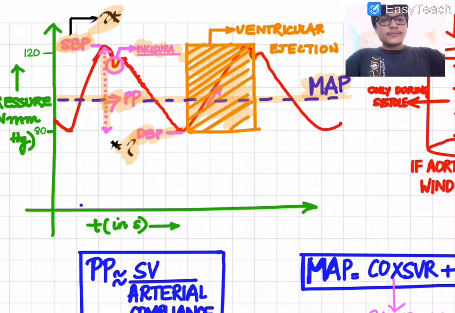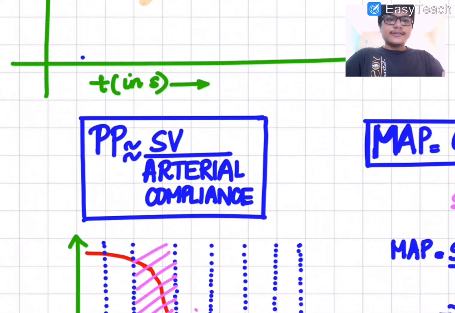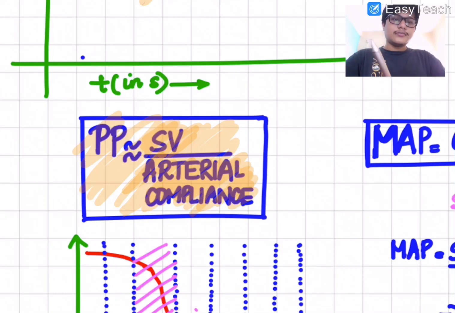Now, what about PP or pulse pressure? PP, like I said, is the difference between your systolic blood pressure and diastolic blood pressure, and it is a very good indicator of your stroke volume and is inversely proportional to arterial compliance. So in aged people where there is stiffening of the arteries, the arterial compliance will be markedly reduced and the pulse pressure will be very high.